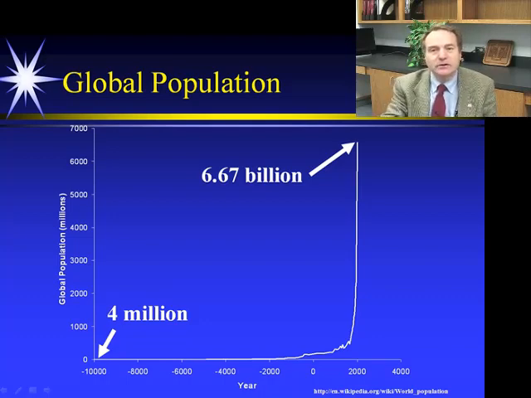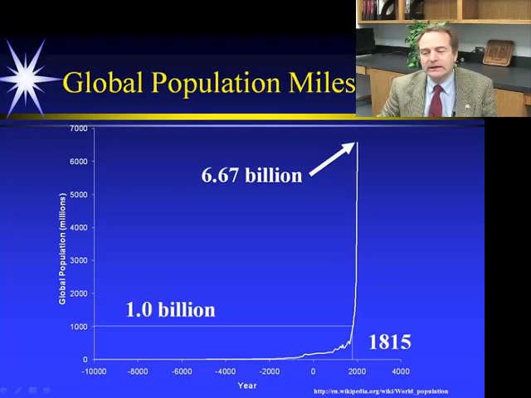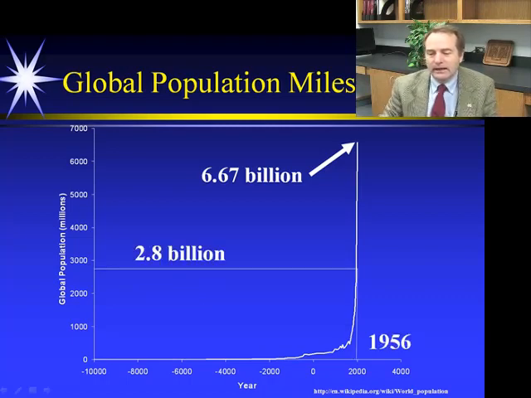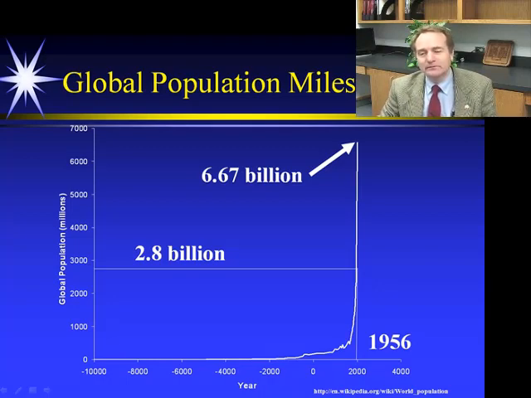Well, there's some milestones along the way. In 1815, we reached the 1 billion milestone. And in 1956, we reached the 2.8 billion milestone. You might be thinking, well, what's significant about 1956? Well, that happens to be the year that I was born. And so in my lifetime, it's gone from 2.8 billion to 6.6 billion, almost a doubling or tripling.